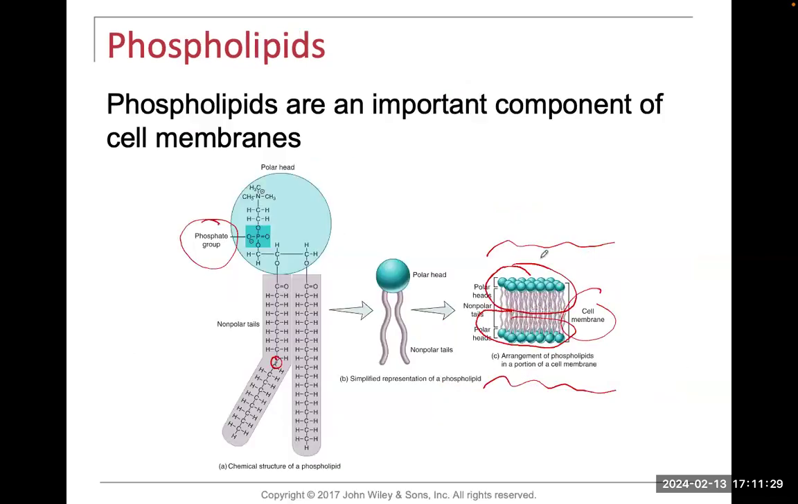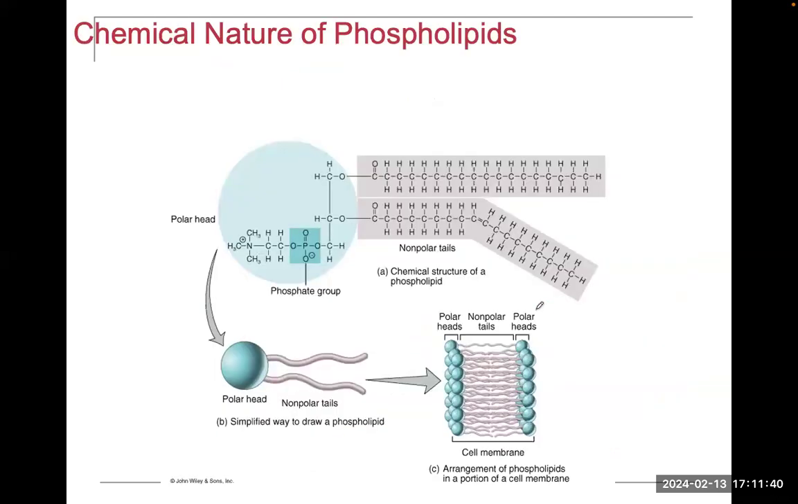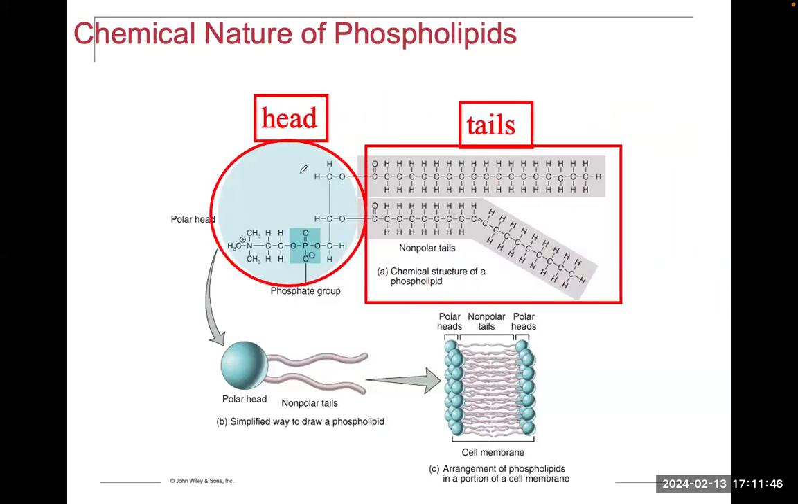We go back. This part is hydrophilic, but the inner part of the membrane is hydrophobic, doesn't like water. So again, you can see here is the head. These are the tails. They make up the cell wall or the cell membrane. This part likes water, hydrophilic, but the inner part is hydrophobic.